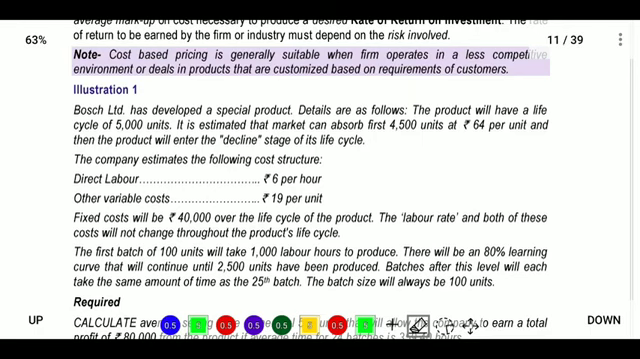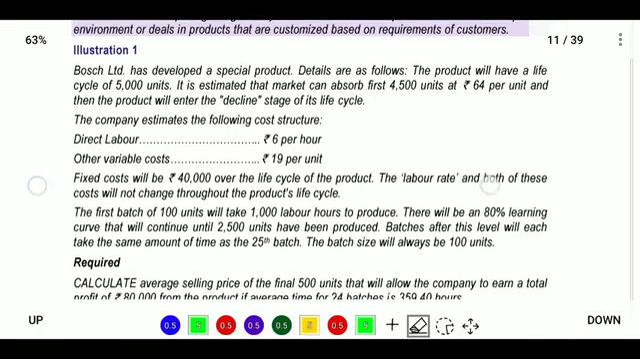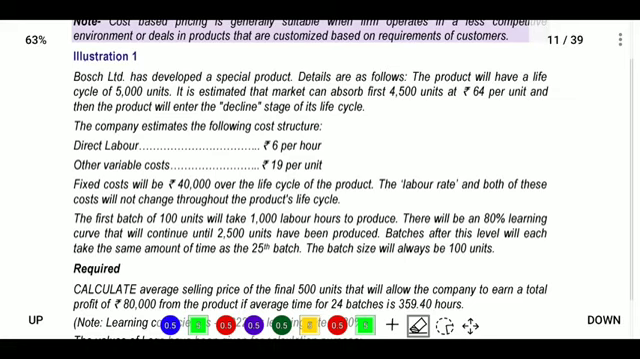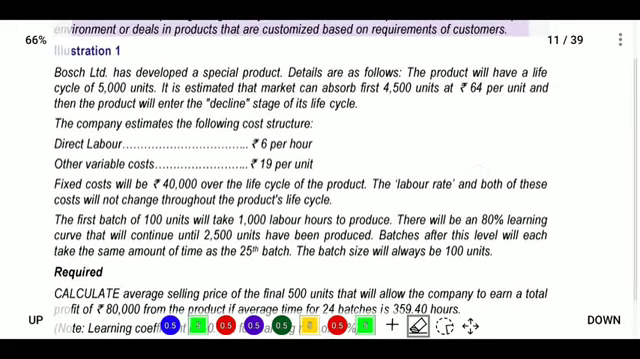Hi, hello. In continuation with the last class, we are discussing illustration 1 in pricing decision. What is there in illustration 1? That is Bosch Limited. Bosch Limited developed a special product. Details are as follows. The product will have a life cycle of 5000 units. It is estimated that the market can absorb the first 4500.